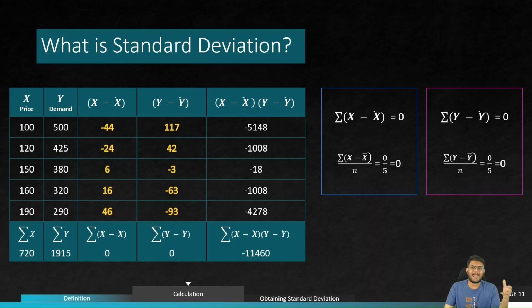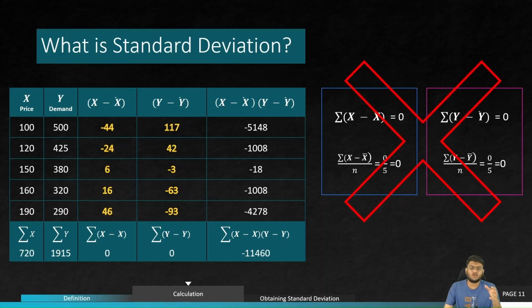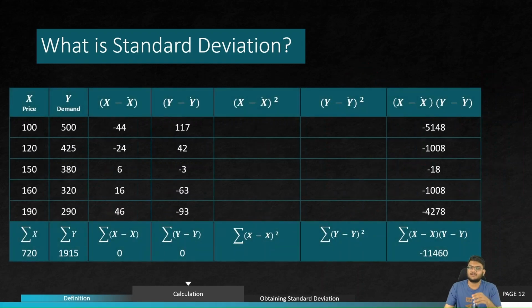So 0 divided by any number will result in 0. So this method will not work, right? Now to counter this, we use absolute measures in mean deviation or square of the deviations in standard deviation. So let's obtain the square of the deviations.